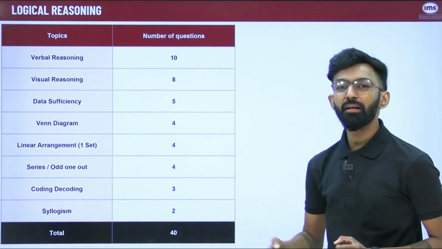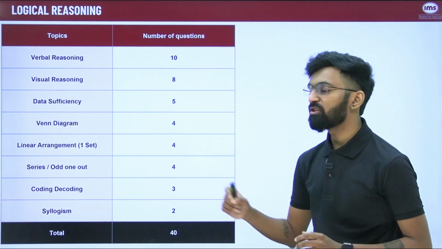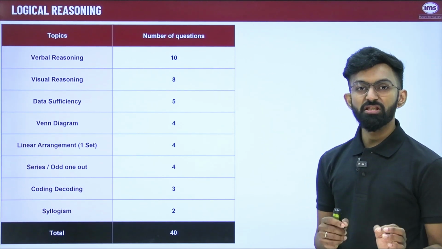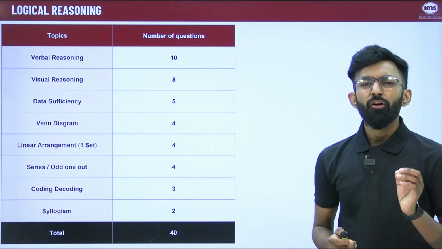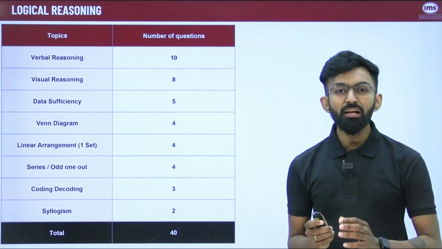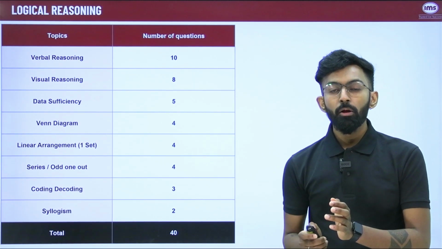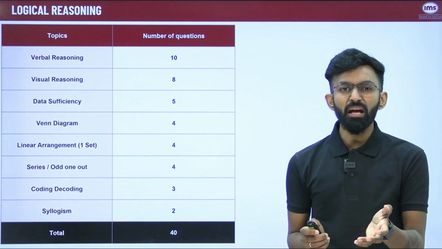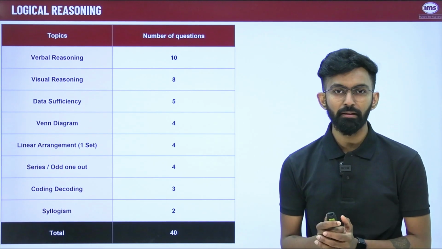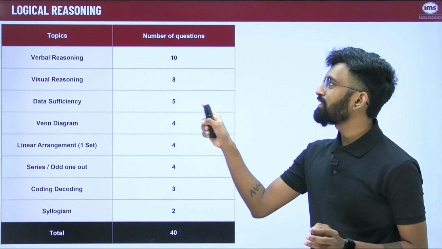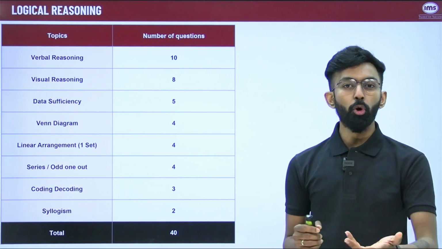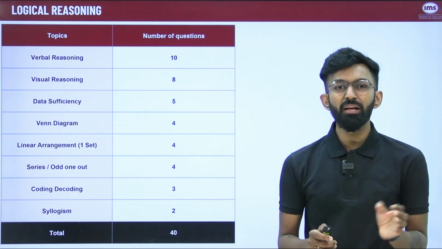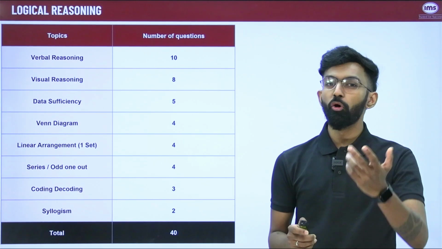Next, coding decoding, there were 3 questions. 2 questions were on syllogisms. So this is how the logical reasoning section was distributed across different topics. Very important thing to note that there were some questions which were easy but not very easy at the first go. So if you spend some time, you were able to crack the logic behind them, which means that this section would require slightly more time, and it is recommended that if you spend almost 40 to 45 minutes in this section, you can boost your overall score.